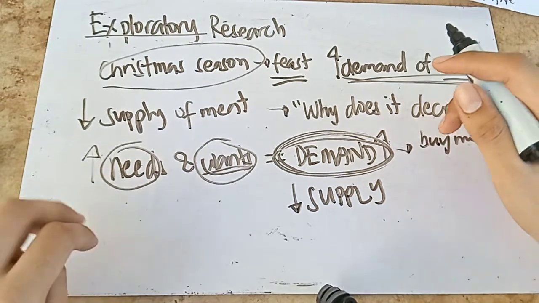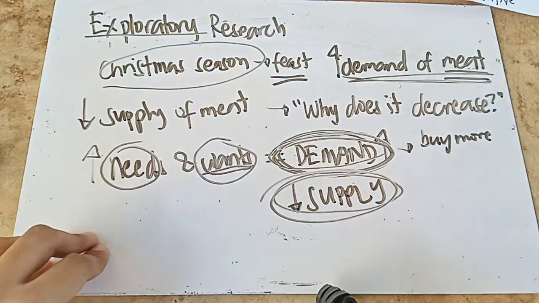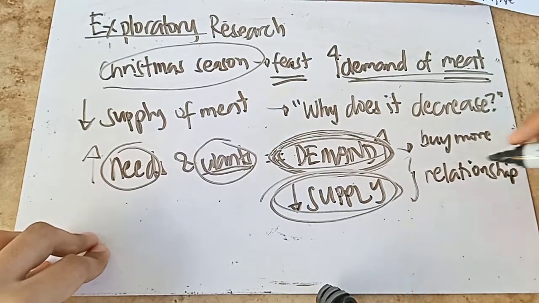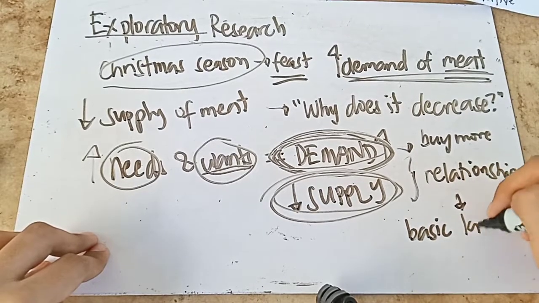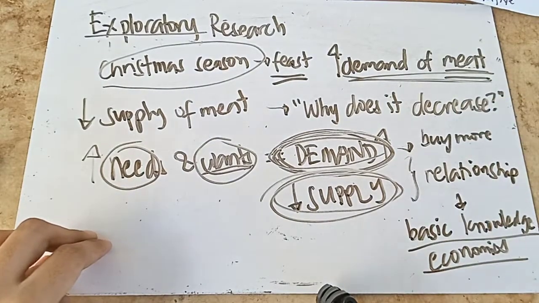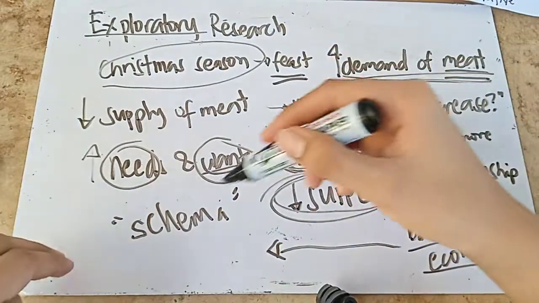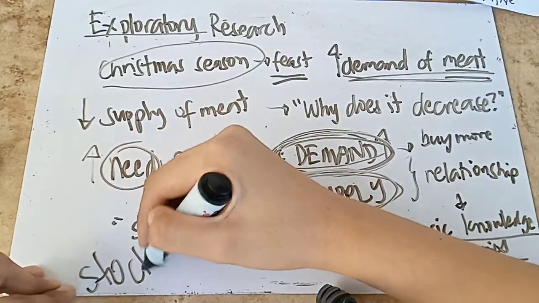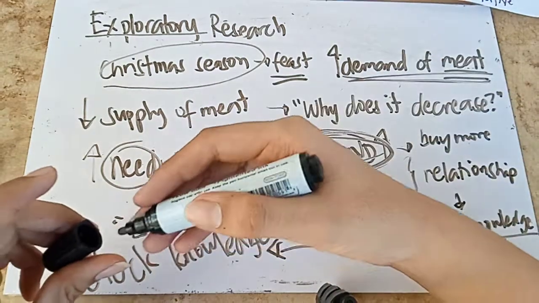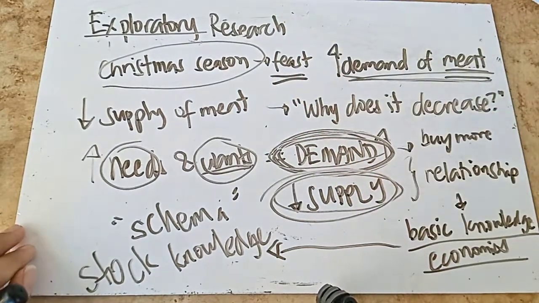Remember that relating the demand and supply relationship is a basic knowledge in economics. So, meaning to say, if it is a basic knowledge, it is a schema already. What do we mean by schema? Schema is the scientific term for stock knowledge. So, it is a stock knowledge already in the field of economics. Meaning to say, conducting exploratory research has a low level of investigation.